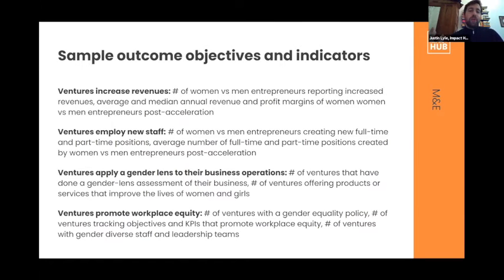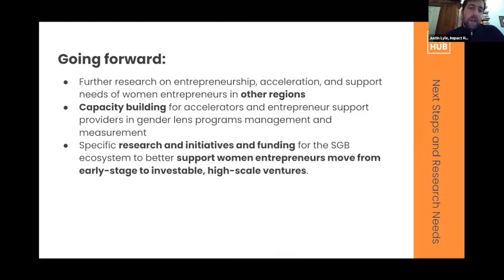So here you see that we've moved from the level of the accelerator to the level of the supported venture, and to see how gender is being operationalized by them. Okay, and then ventures promote workplace equity. Yes, okay, so that's those. So hopefully that gives you just a taster of what you can hope for from the guide. As I say, it's packed with useful information and indicators.